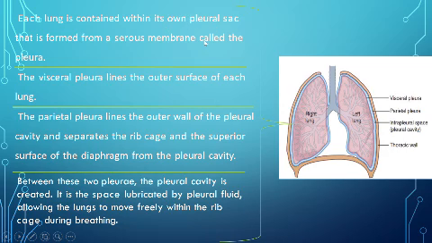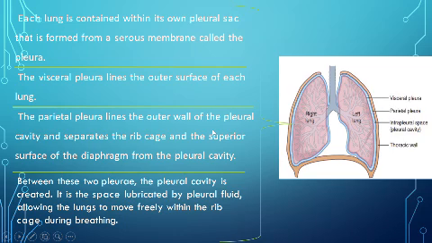Then coming to the next slide, each lung is contained within its own pleural sac that is formed from a serous membrane called pleura. The visceral pleura lines the outer surface of each lung. See here, this is the outer surface of each lung. So this is the visceral pleura.